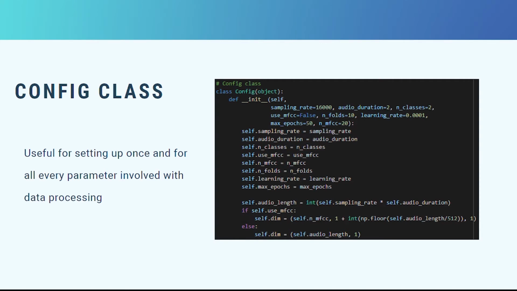Before addressing any artificial intelligence algorithm, we created a config class just like we did in the classroom. We used this block of code to set once and for all every parameter involved with data extraction and processing. The sampling rate, the number of classes to classify, or the learning rate, among others, are specified there.